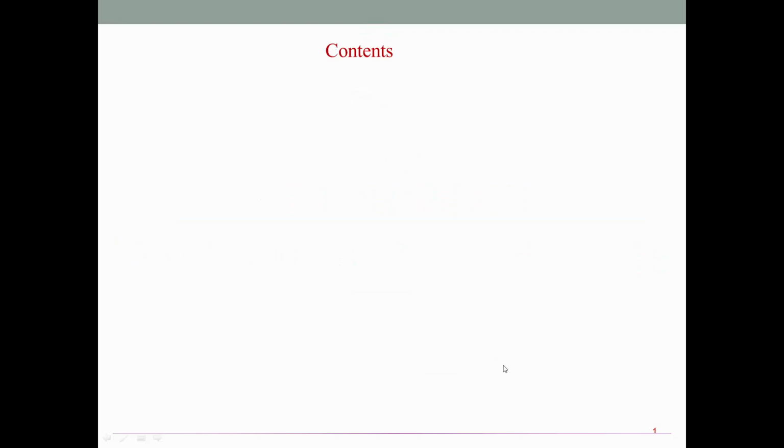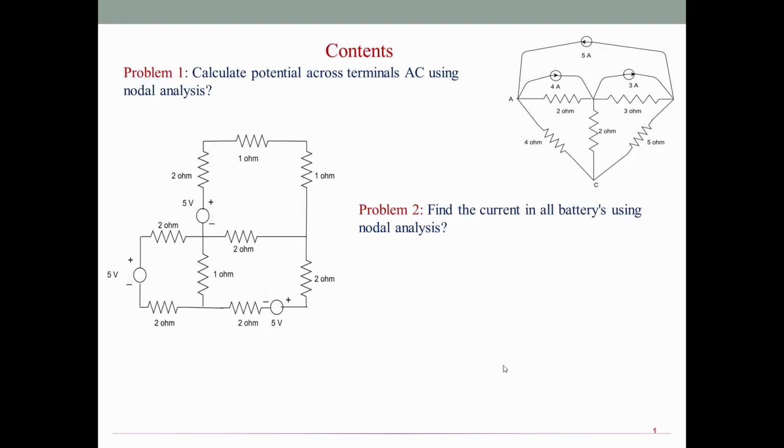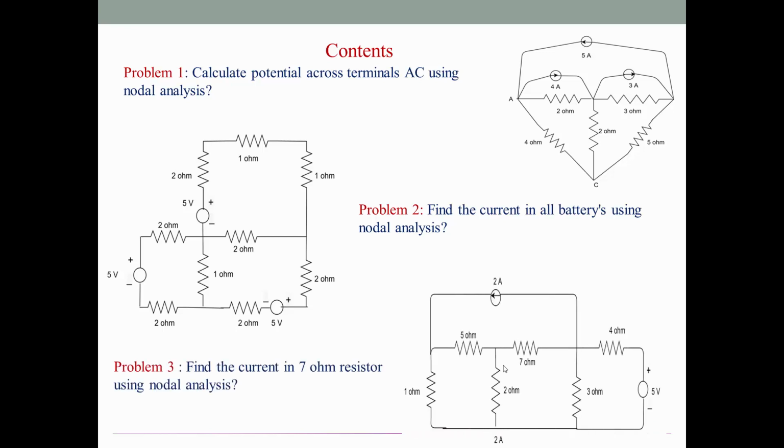During this presentation, I am going to cover three different problems. Problem number 1, calculate potential across the terminals of AC using nodal analysis. Problem number 2, calculate current in all the three batteries using nodal analysis. And finally, problem number 3, find the current in 7 ohm resistor using nodal analysis.